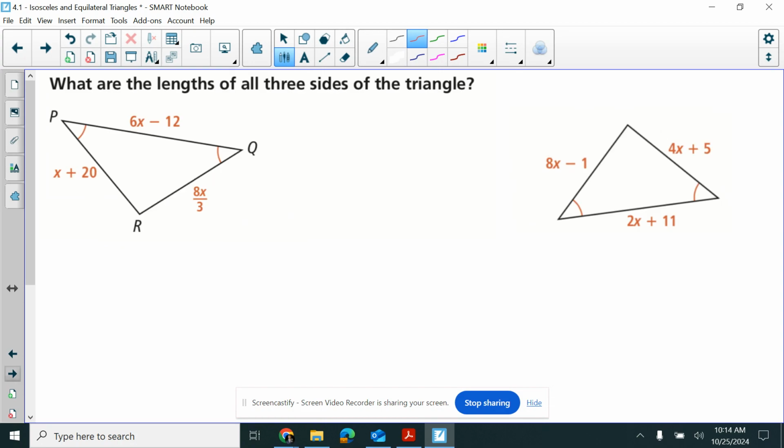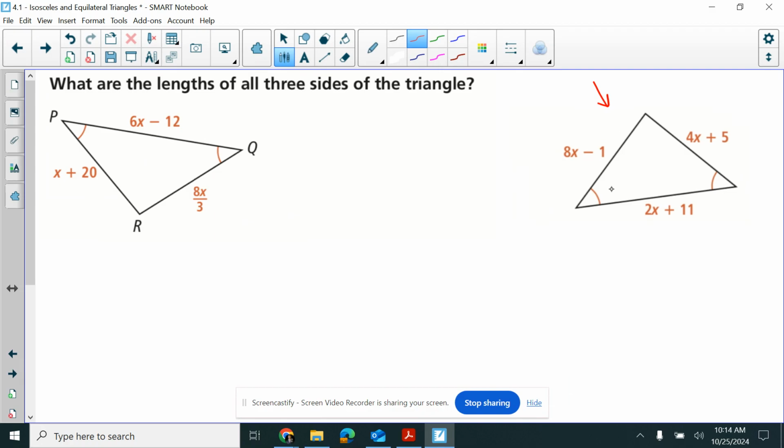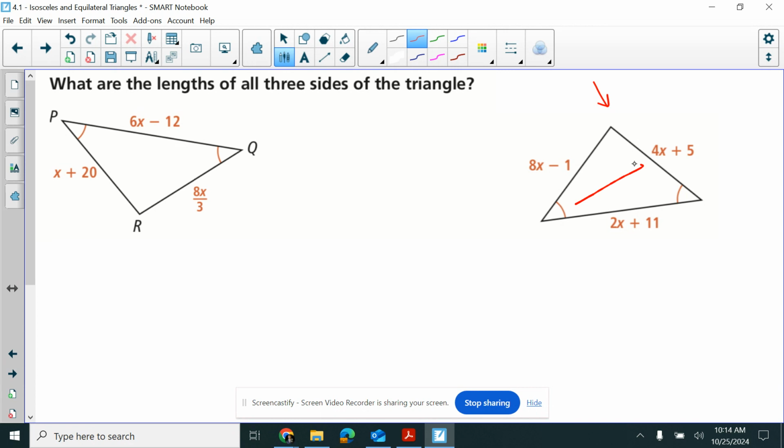Then you could also have equations that deal with sides. So if we look at this one, I know that if I have two congruent angles, then the opposite sides are the two sides that are going to be congruent. So this side and this side would be congruent. The way that we write the equation is 8x minus 1 equals 4x plus 5, because those are my two congruent sides.